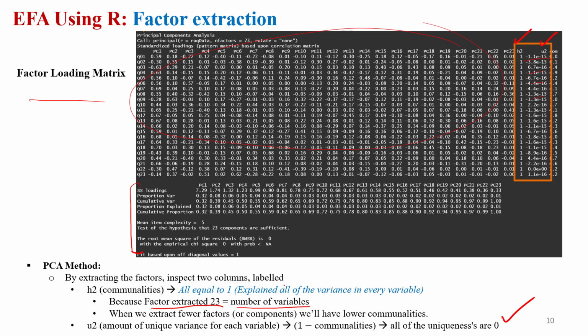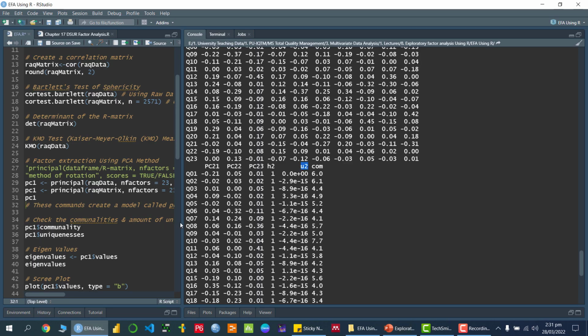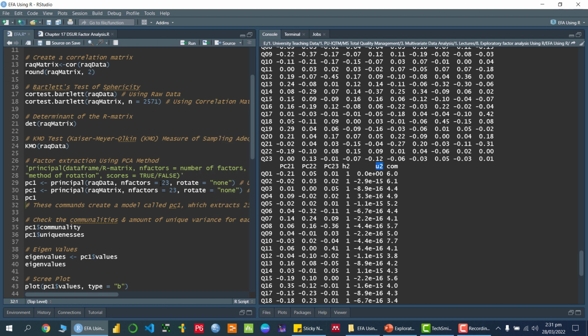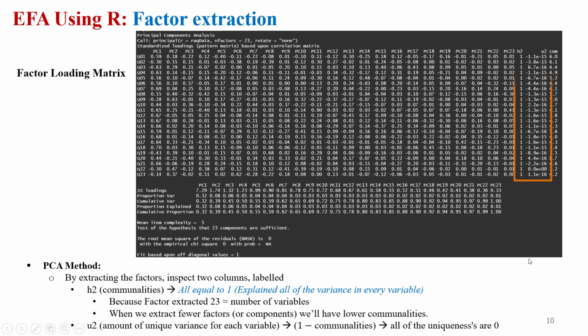If we are going to pick a lesser number of factors, that means instead of using 23, we are going to pick a smaller number, let me show you over here. If I write down 22, 21, 20, this communality is going to be reduced from 1 to a certain number. We will talk about that later, but let's first understand what this means.